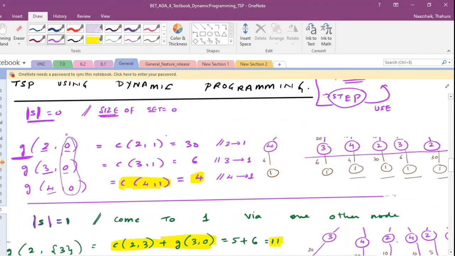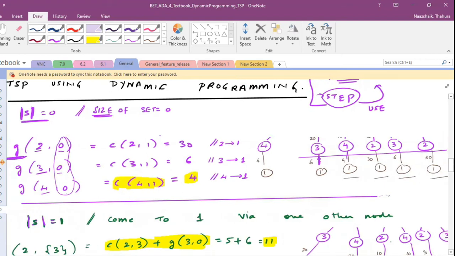When you say size is 0, it means in your solution, you don't have any other vertex to visit. It's a direct edge with which you will be able to reach 1. That's what it means, okay? So if you look at this, there are only 3 combinations here, right? How do you reach 1? You can reach either from 3, or from 2, or from 4. So that's what we have done here. You can do 2 to 1, or 3 to 1, or 4 to 1. Okay. So that's the direct cost you have, right? 3 to 1. This is the direct edge.